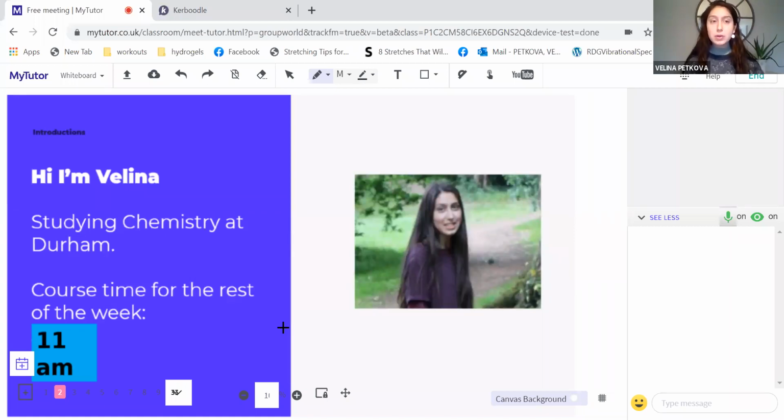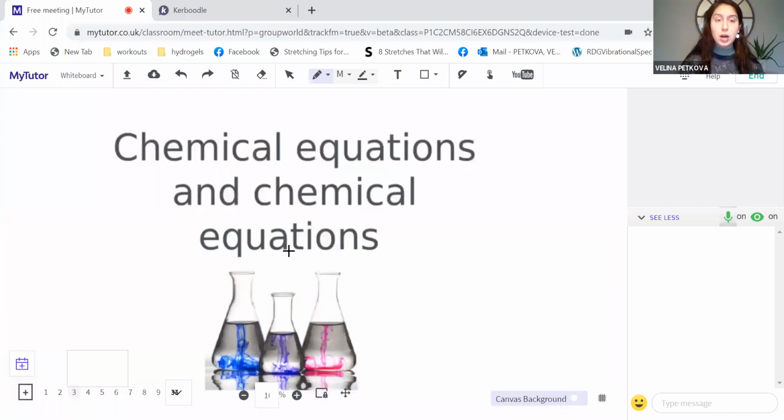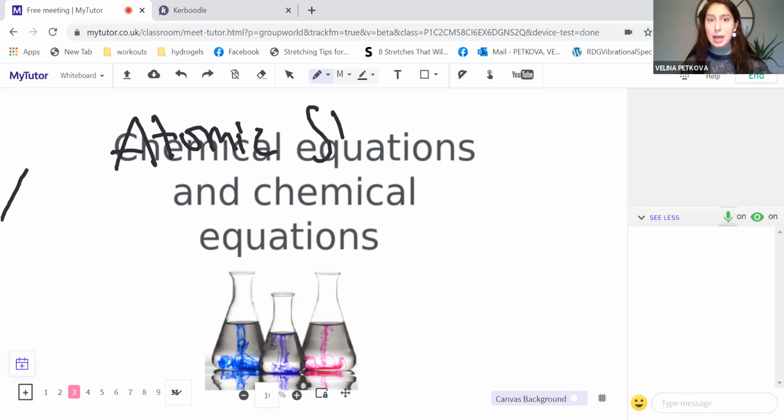And we're going to be covering the topics that students struggle most with and understanding these fundamental concepts. Okay. So today we're going to start off by doing some work on atomic structure and chemical equations. We're going to firstly understand what the atomic structure is, and then we're going to look at the periodic table, and then we're going to do some chemical equations.